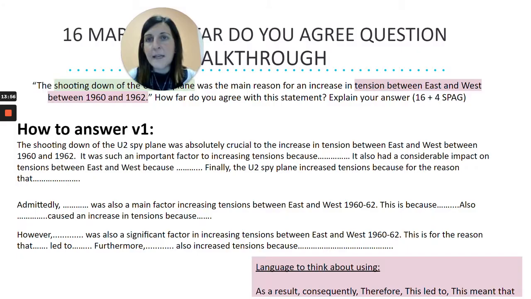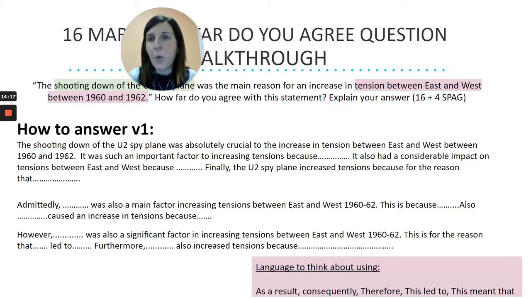Now, as with the same essay question, virtually the same on the health topic, there are 2 ways that you can go about answering this question. So when you've thought about what you're going to be writing about and you started to look at your plan, you should make a decision whether you think it was the shooting down of the U-2 plane that was most important or not.